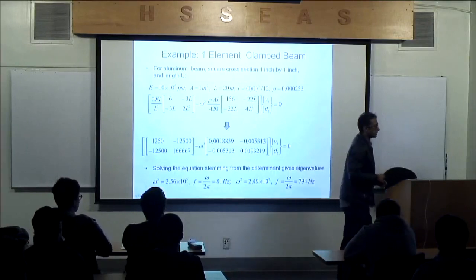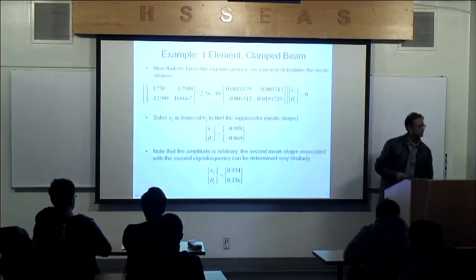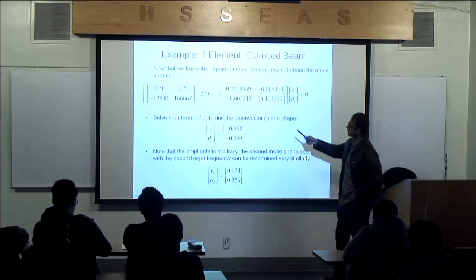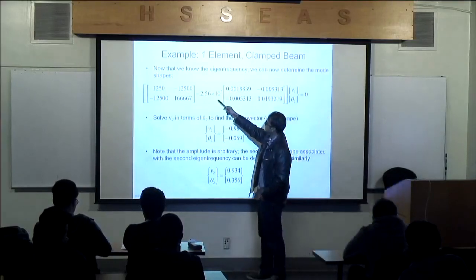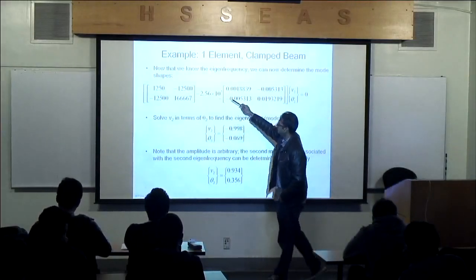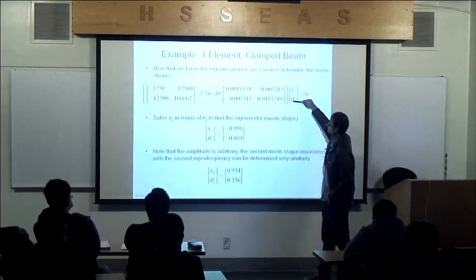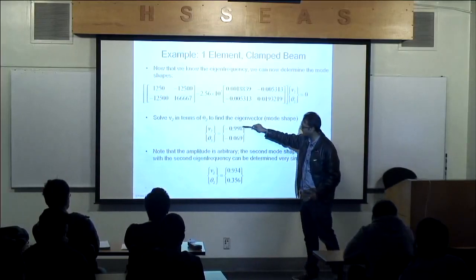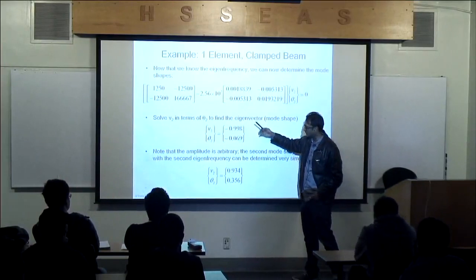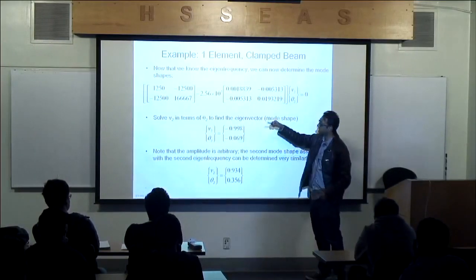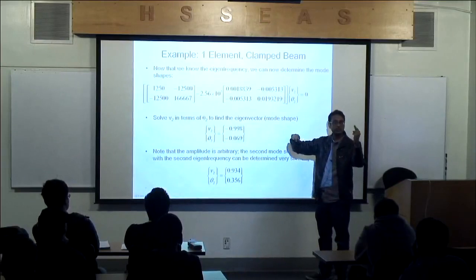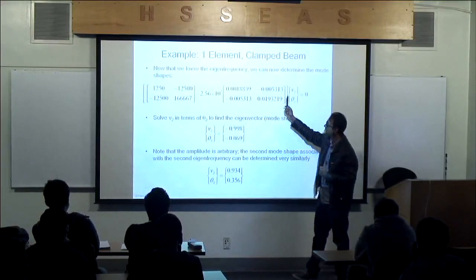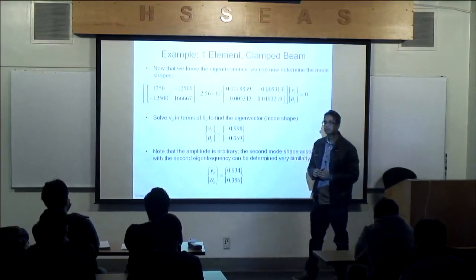Okay. So let me show you what I did. I actually plugged it in, 2.56 10 to the 5. And then when you solve V2 in terms of theta 2, and you normalize it to 1, the eigenvector you get is actually 0.998, 0.069. And I repeated the process with the second eigenvalue. Remember I had two eigenvalues? Yeah? So for the second eigenvalue, I plugged it back in here, and I got this as the eigenvector.